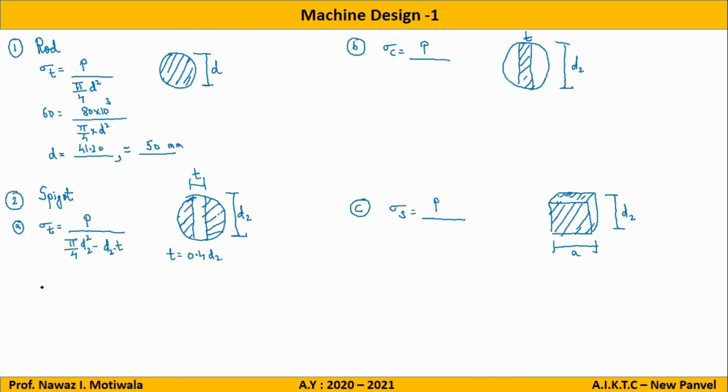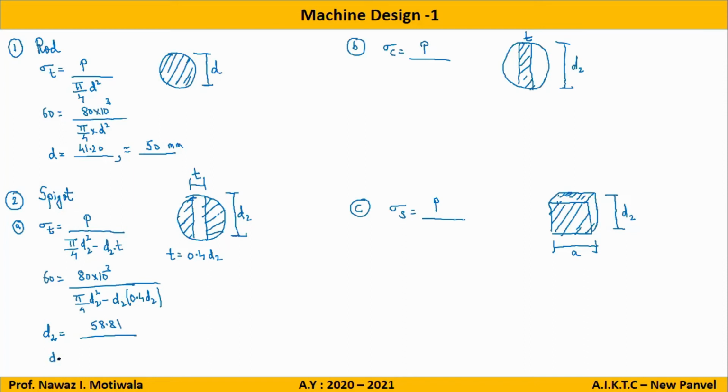Okay, what is sigma t for spigot? 60. Load is given, I think 80, divided by pi by 4. d2 is unknown, d2 square minus d2 is unknown again, and here also 0.4 d2. So what is unknown in this equation? d2, diameter of spigot. And what is the answer for that? 58.81. And how much did you approximate it to?